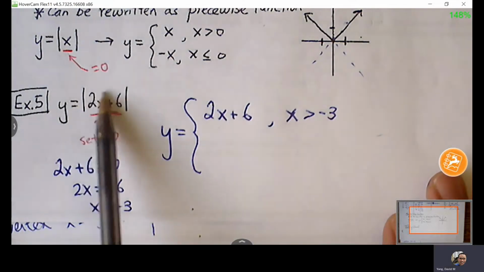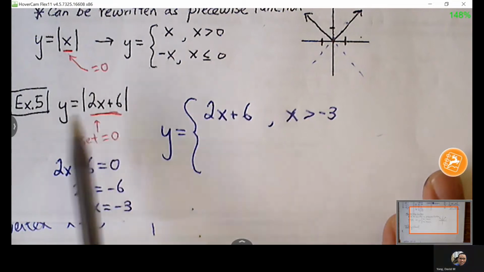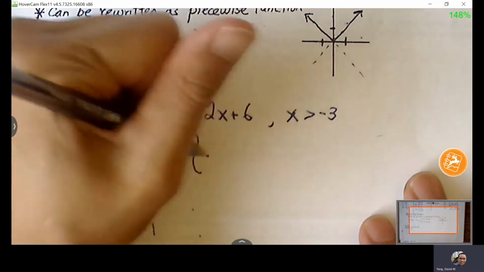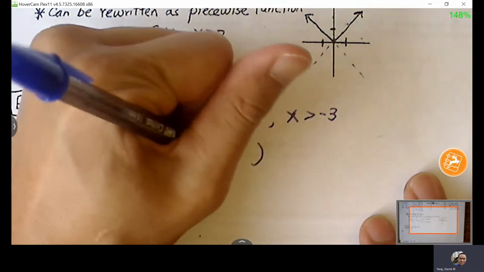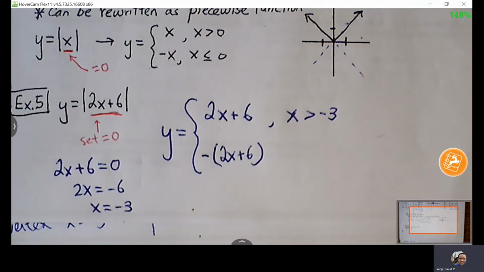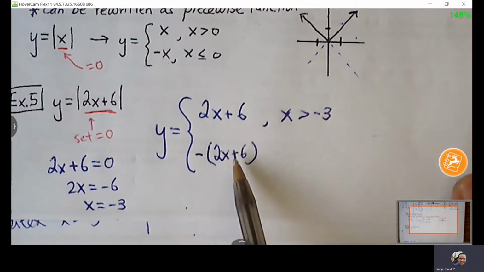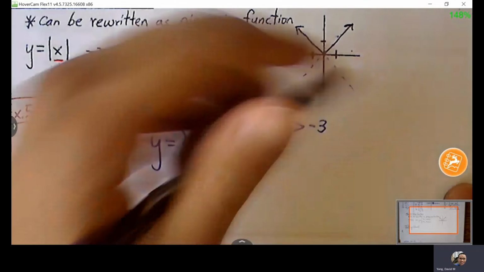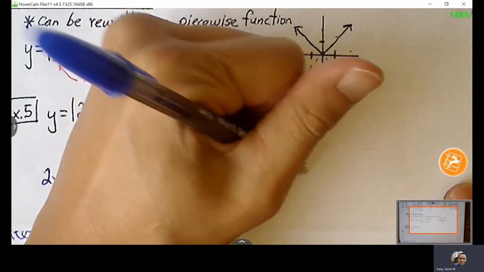Okay, we also have a negative slope version of the graph. The way we do that is we just put a negative in front, and make sure we protect it with a set of parentheses. And we want this negative slope version to live to the left of -3. So we say x is less than -3.